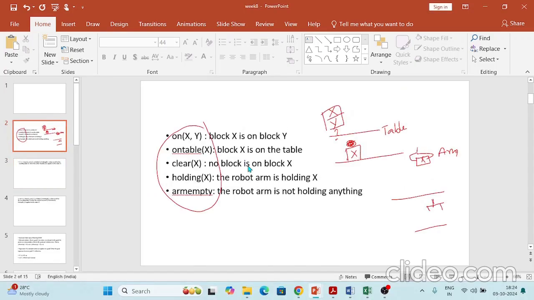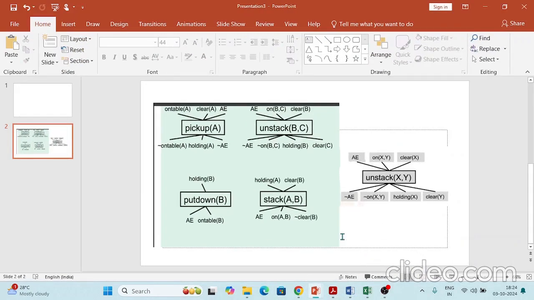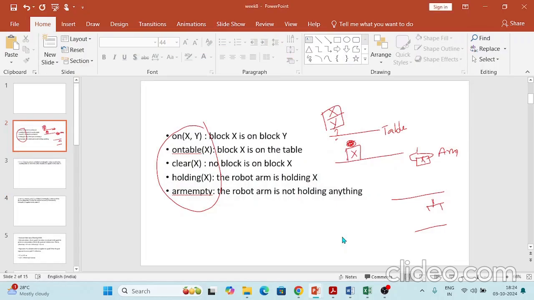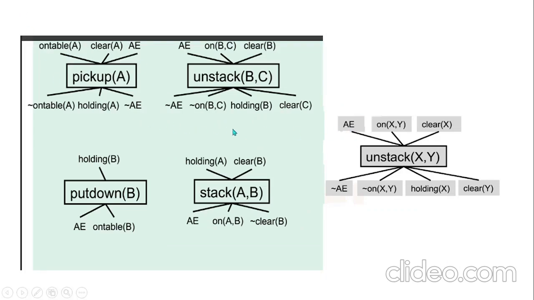Now we will go and see some more things. So here you see we're having some actions. Okay, what are the actions we can perform by using these blocks? Okay, so first we'll see any action. We're having some preconditions required for that action, and we're having effects of that action. Okay, now you see these are the actions we're having.